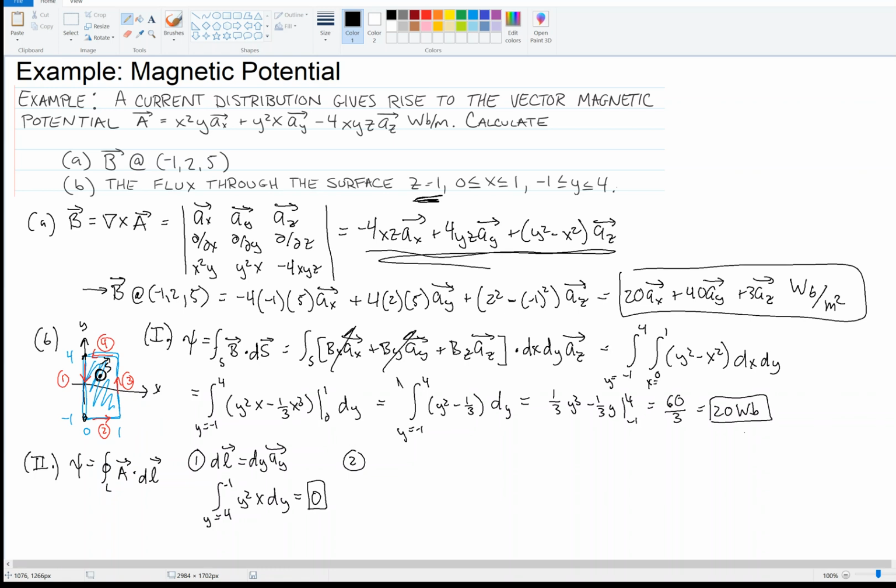Okay, now we do segment 2. What is changing when I walk along segment 2? X is changing. X goes from 0 to 1, so dl would be dx ax in this case. When I do the dot product with A, all I pick out is the x component, so I've got x squared y dx. When I do that integration, this becomes 1/3 x cubed y from 0 to 1. Y here is 4, no, excuse me, y here is -1. So when we do that, we get -1/3 Weber.